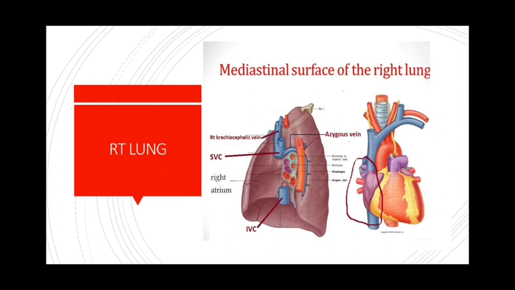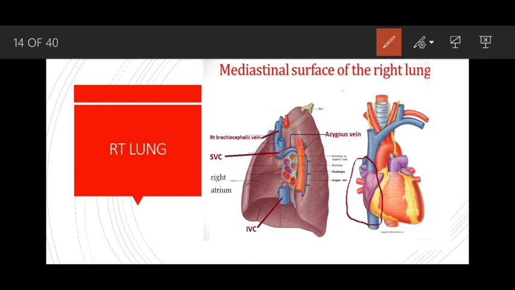Now we will see the relations of the mediastinal surface of the right lung. The right lung has the right atrium and auricle, inferior vena cava, right? The lower part of the right brachiocephalic vein, azygos vein, esophagus, trachea, right vagus nerve and right phrenic nerve. This is the mediastinal surface of the right lung, right?